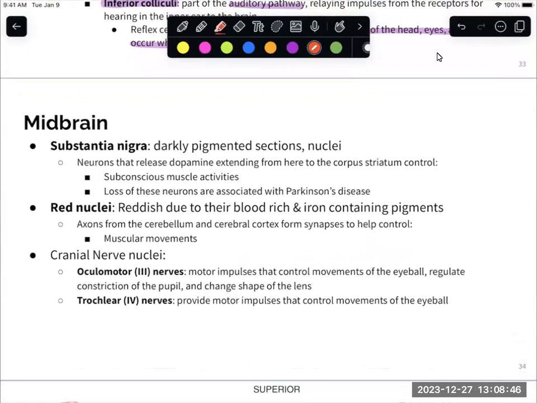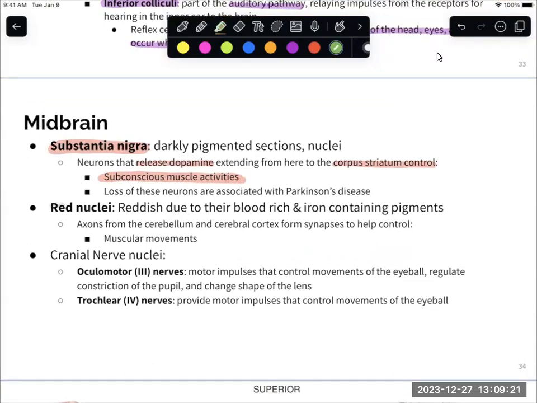Substantia nigra is found in the midbrain. It is darkly pigmented, that's why it's called nigra. These neurons release dopamine to the corpus striatum, so it's controlling subconscious muscle activities. These neurons play a role in Parkinson's disease.